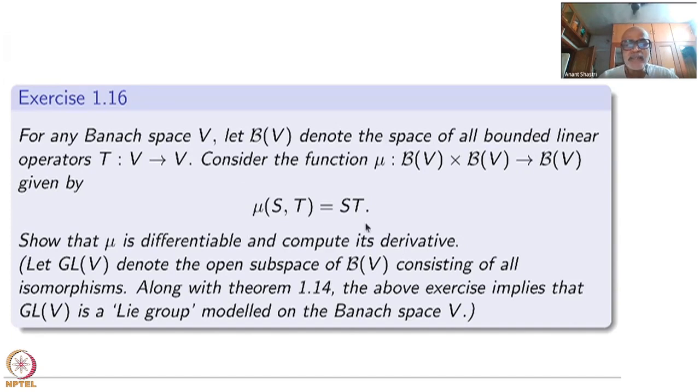So I am giving you this as an exercise. Show that mu is differentiable, compute its derivative. Let GLV denote the open subspace of BV consisting of all isomorphisms. They form a group, not this BV. Okay, along with our theorem above, the exercise implies that GLV is a Lie group modeled on Banach space V. So that is just an exercise. The only thing is, you will see how to differentiate this one. Where is the derivative? I mean, where is the derivative taking values? If you figure it out, then you will know what the derivative is.